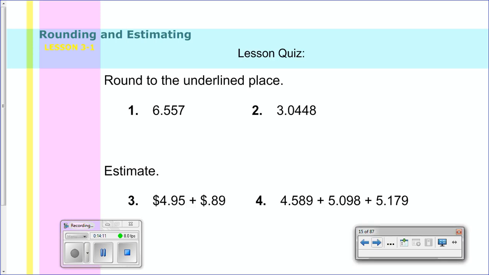All right, so that's your lesson tonight. We talked about how you round numbers. So we rounded decimals. Then we estimated by either rounding to the nearest whole number, we used front-end estimation, and we also used clustering.